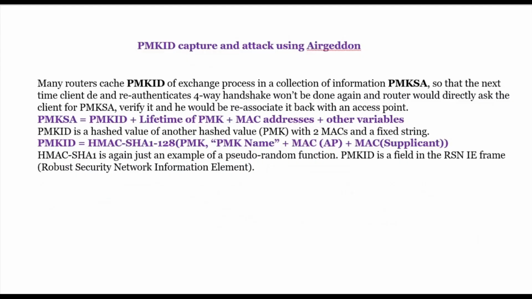If you still do not understand, you just have to understand that PMKID is HMAC-SHA1-128 of the PMK, the PMK name, the MAC address of the access point, and the MAC address of the client. So in this, you have to create this PMK hash. In my previous YouTube video, I explained how PMK is created, right? If you refer to that video, you can understand that.